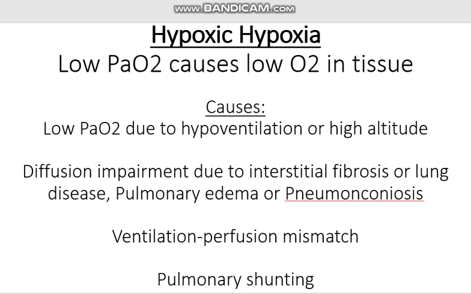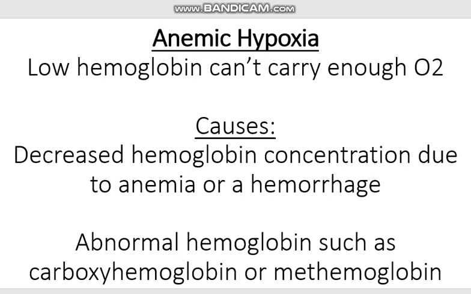Some causes are a low PaO2 due to hypoventilation or high altitude, diffusion impairment due to interstitial fibrosis or lung disease, pulmonary edema or pneumoconiosis, a ventilation-perfusion mismatch, and pulmonary shunting. Anemic hypoxia is due to low amounts of hemoglobin that can't carry enough O2. Some causes are decreased hemoglobin concentration due to anemia or a hemorrhage, and abnormal hemoglobin such as carboxyhemoglobin or methemoglobin.